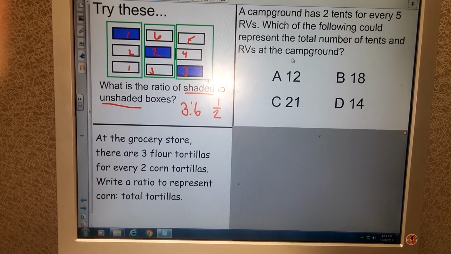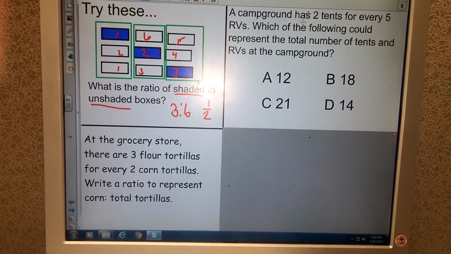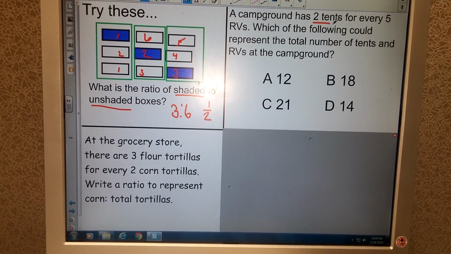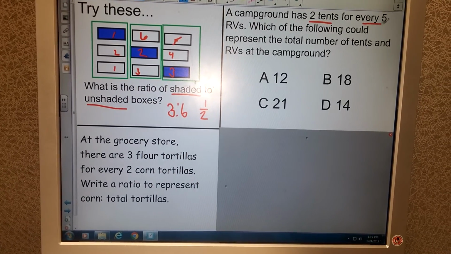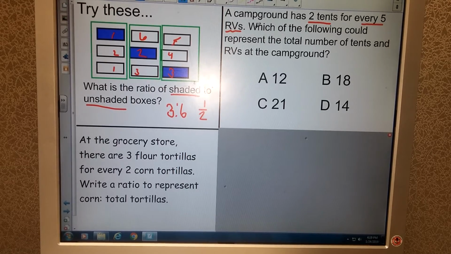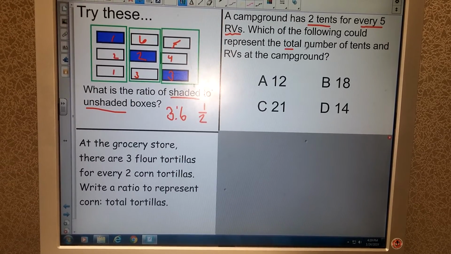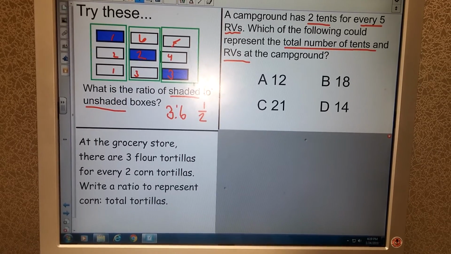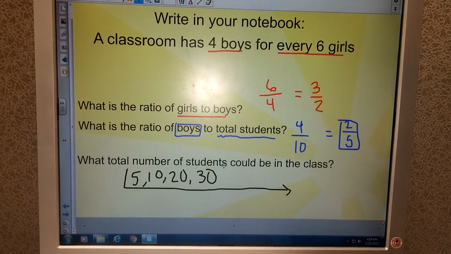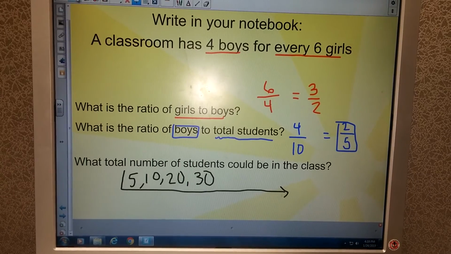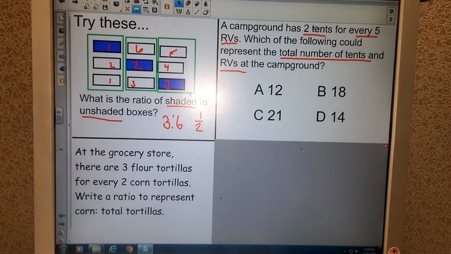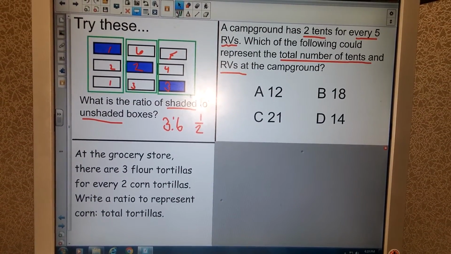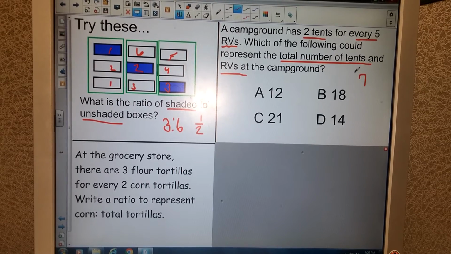Number 2, a campground has 2 tents for every 5 RVs. So we're talking about 2 tents for every 5 RVs, which are just fancy campers. Which of the following could represent the total number of tents and RVs at the campground? Well, this problem is really similar to what we looked at here where we were talking about the total number of students in a class. In this problem, if we have 2 tents and 5 RVs, that means there's a total of 7 vehicles.